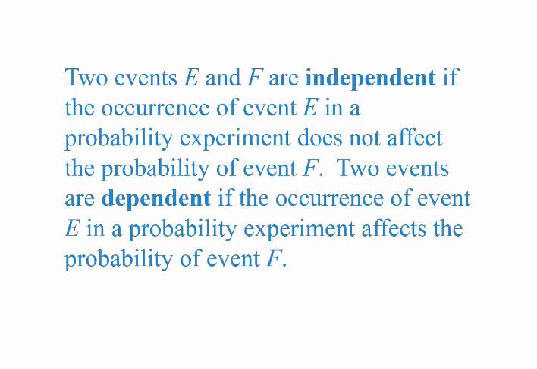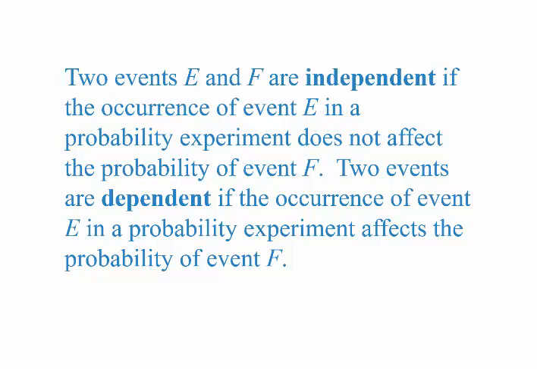So first off, what the heck are independent events, or how do you identify them? Let me give you the definition and we'll work some examples. Two events, we'll call them E and F, are independent if the occurrence of event E in a probability experiment does not affect the probability of event F. What I'm saying is, what happens first will not have an impact on the outcome of what comes second.